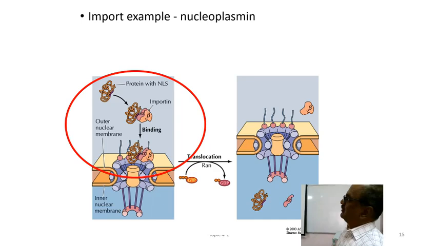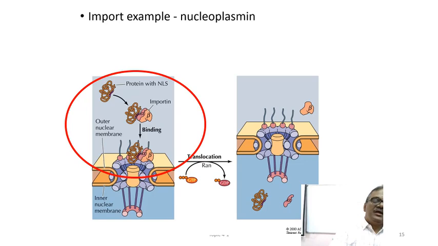What is the basis for this? From the cytoplasm, it has to be imported into the nucleus. So what type of process occurs? Just observe. They have the nuclear localization signal because it has to go to the nucleus. Then the importin comes and binds to that. Then the whole complex goes and binds to the outer assembly. After that, the energy mediated active transport occurs.